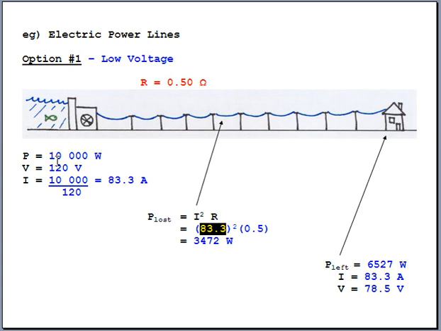Yeah, but P equals IV, I can still get to 10,000 watts. But if you let me send it down across the countryside at a higher voltage, I can do it at a much lower current, because it's this current right here that's really, really hurting us. So let's look at a different option.